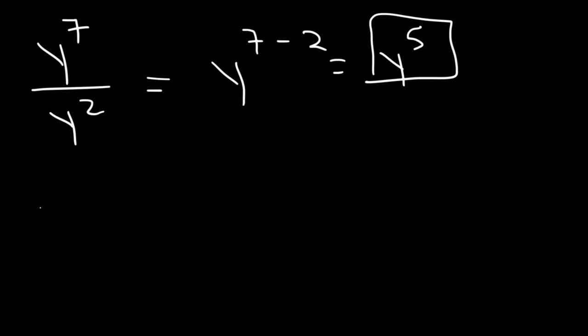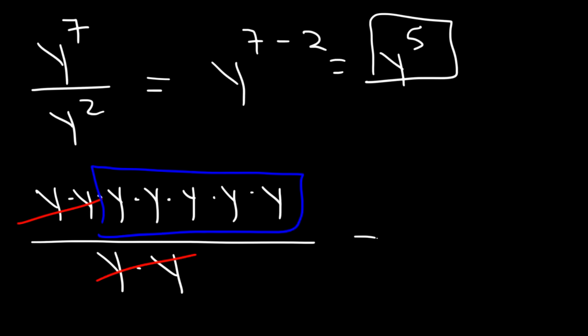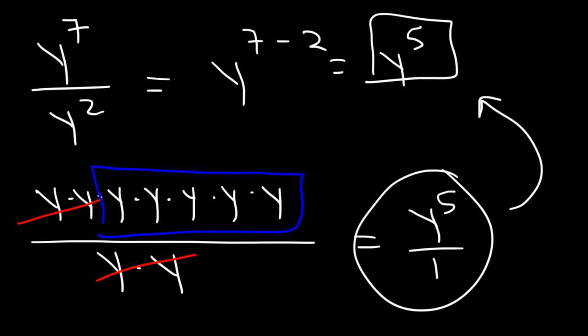Now to explain it, let's use factorization. Y to the 7th means that we have 7 y variables multiplied together. Y squared is just y times y. We could cancel 2 of them, but notice that we have 5 y variables left over on the top. So that's why it's simply y to the 5th over 1, which is y to the 5th.